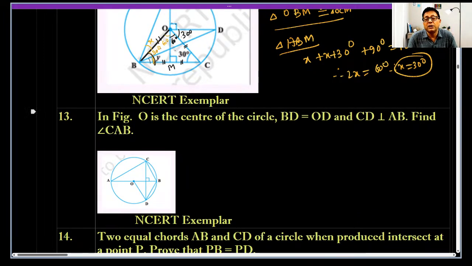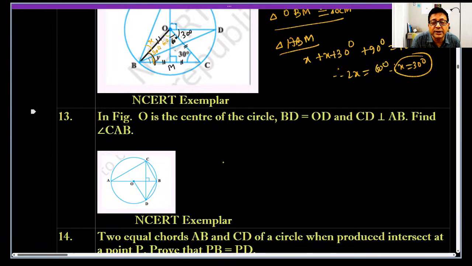Okay, then go for this problem. In this diagram, O is the center of the circle, again an NCERT exemplar problem. BD is equal to OD, given. CD is perpendicular to that. Find angle CAB. Okay? Can you try first, then I will help.